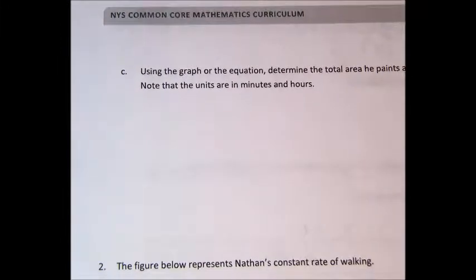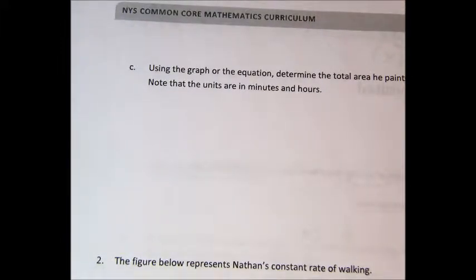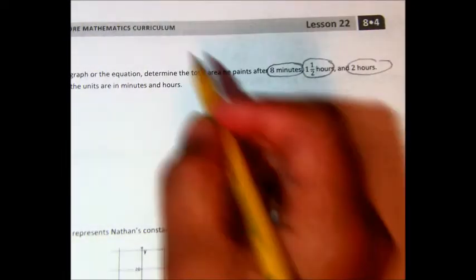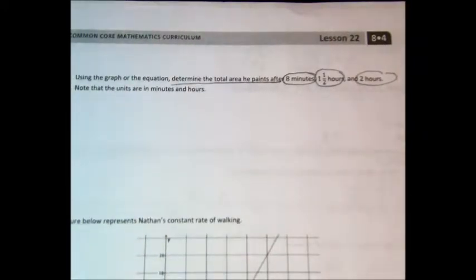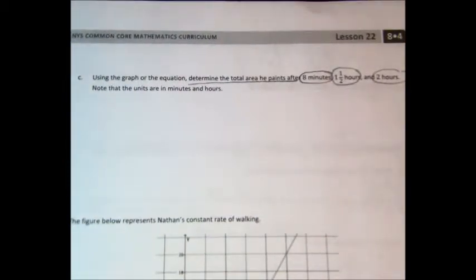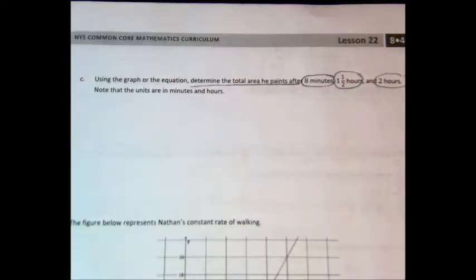Good. Question C. Question C says, using the graph or the equation, determine the total area he's going to paint after 8 minutes, 1.5 hours, and 2 hours. So I've done some annotation. So we need to determine the total area that he's painting in these different time intervals. On your paper, you're going to see a table. All right, so go ahead and convert some hours into minutes. Once you've done that, please use those times to substitute into the equation.